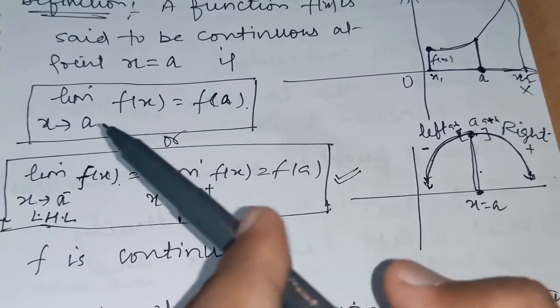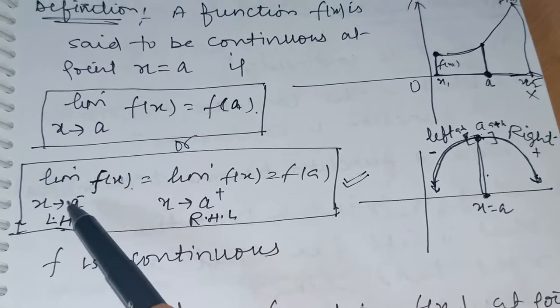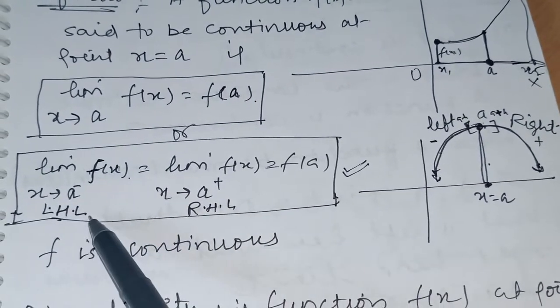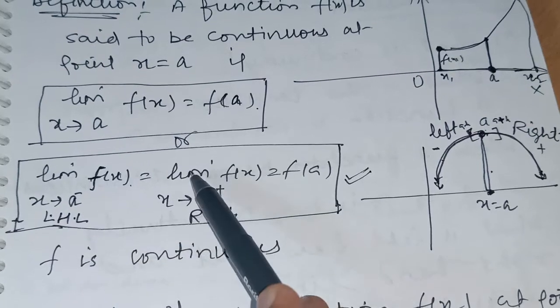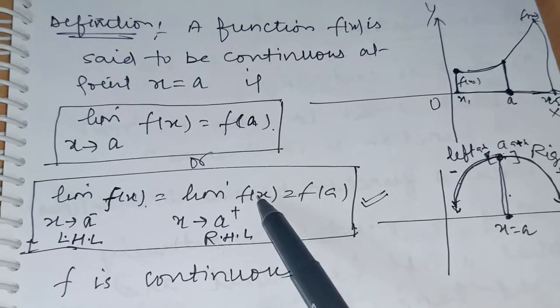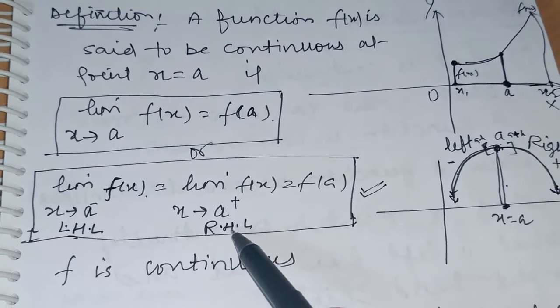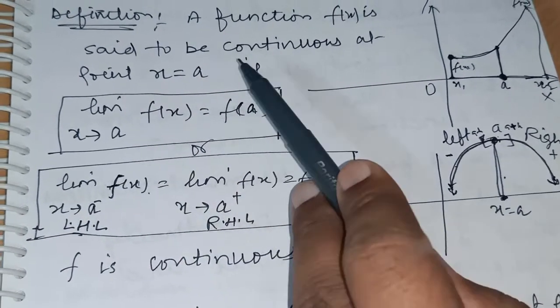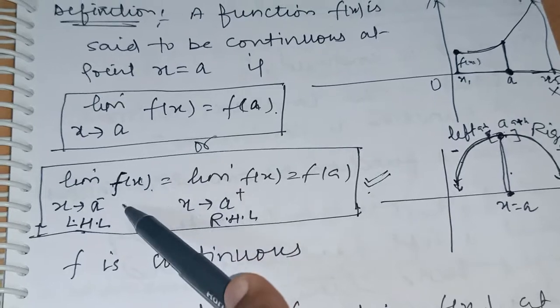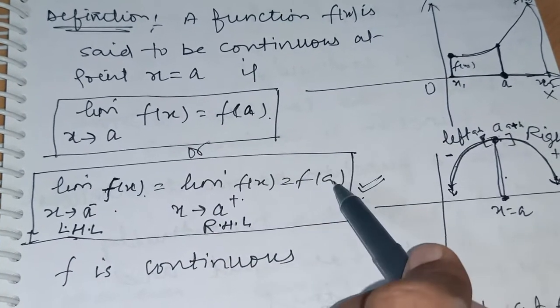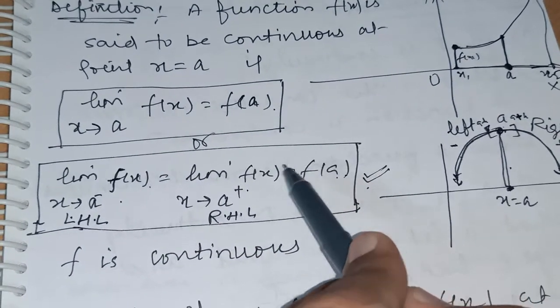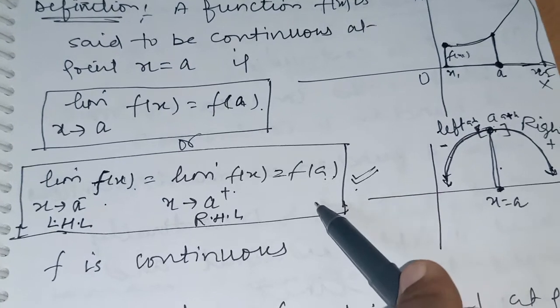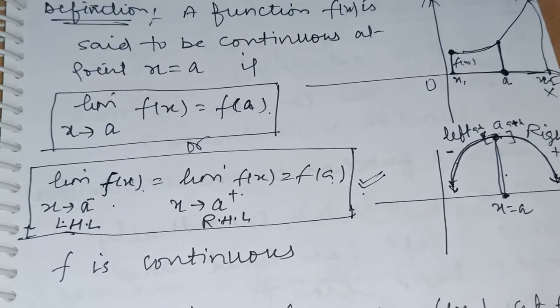According to our previous knowledge, limit x tends to a negative f(x) stands for LHL, the left hand limit, and limit x tends to a positive f(x) stands for RHL, the right hand limit. Simply, if the left hand limit, the right hand limit, and the value of the function at that particular limit point are equal, then we can say the function is continuous.